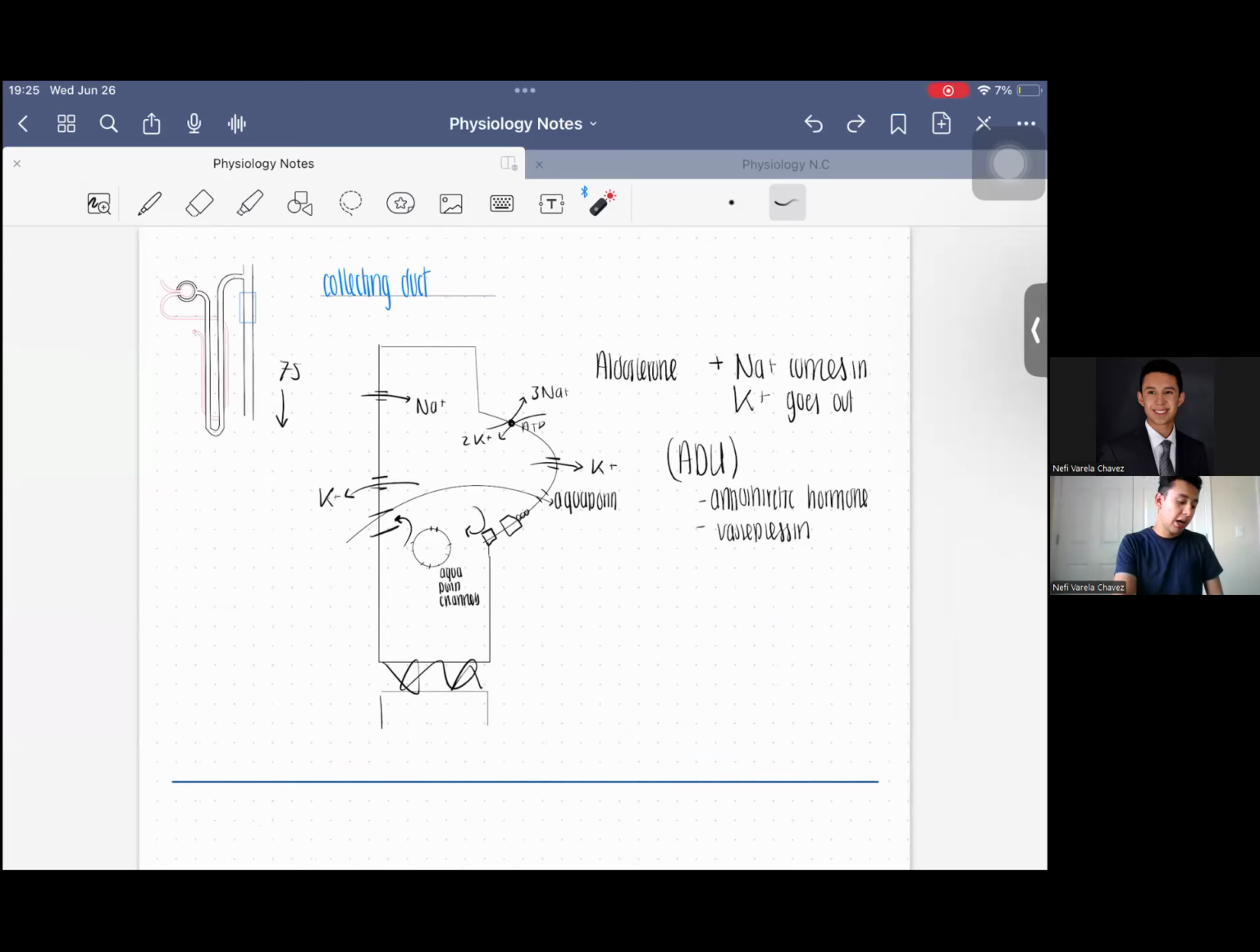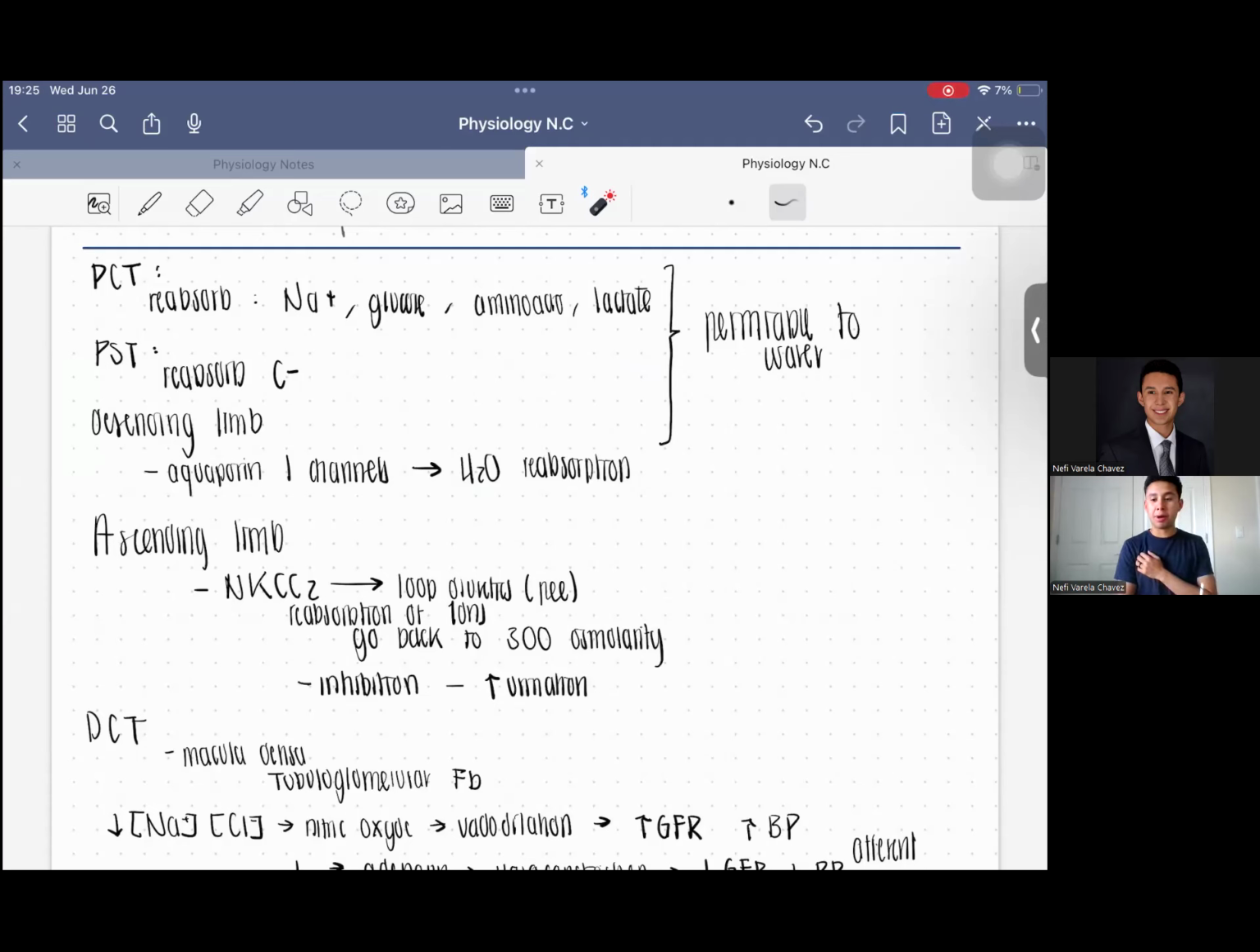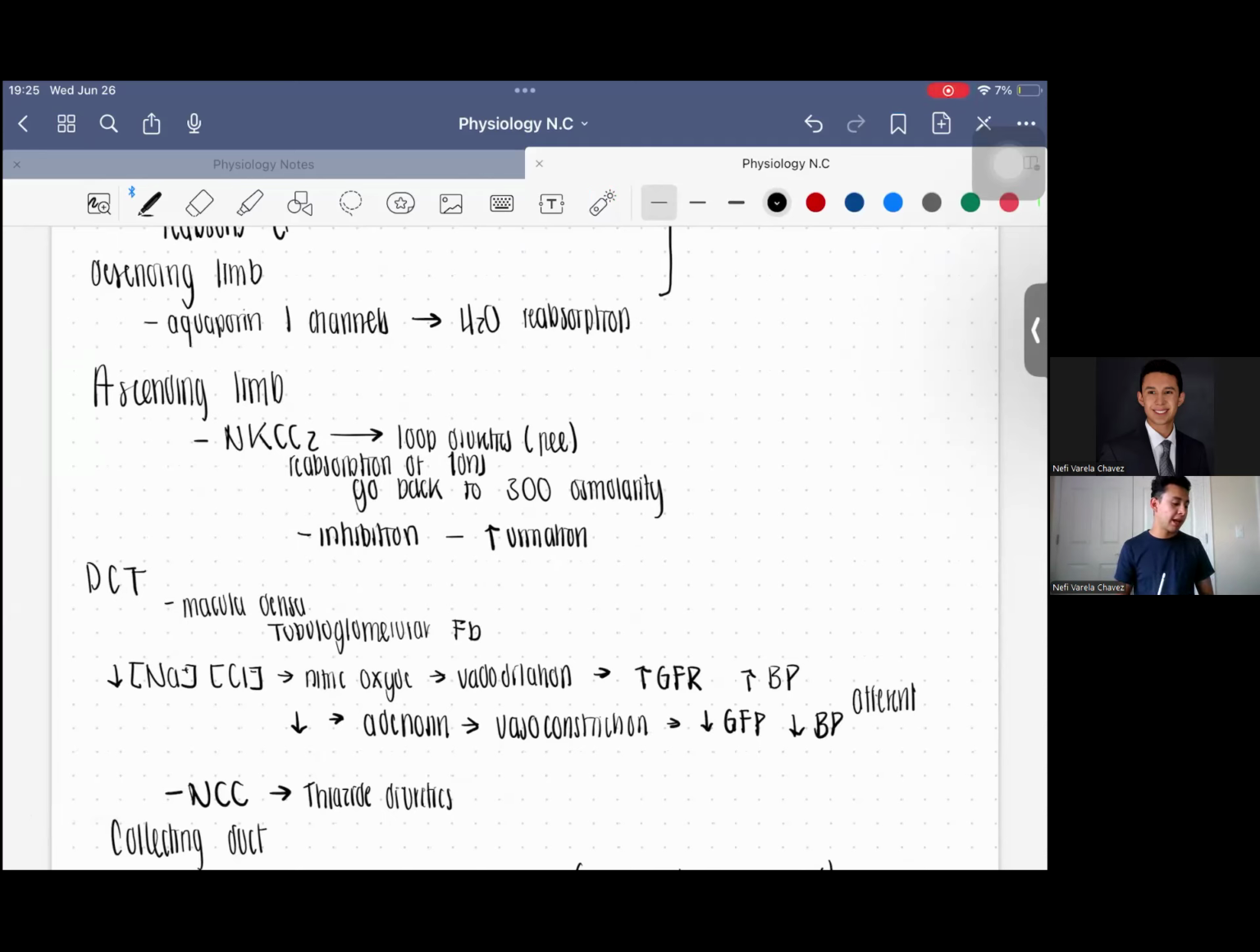I talked a lot, guys. Something as a summary, just a quick review of all the things that I said. PCT, we're gonna reabsorb sodium, glucose, amino acids, lactate. Okay, PST, we're gonna reabsorb chlorine. Now, in the descending limb, we're going to have aquaporin 1 channels for water reabsorption. In the ascending limb, we're going to have these specific protein channels, NKCC2, where inhibition is going to increase urination.